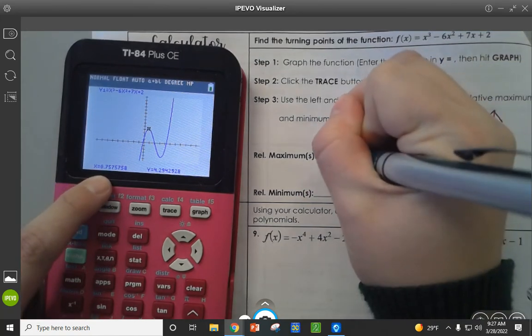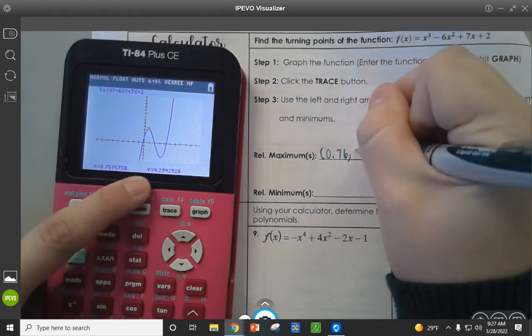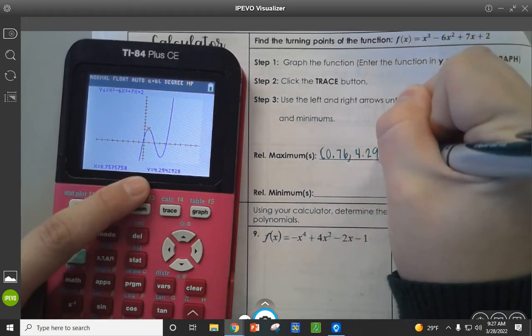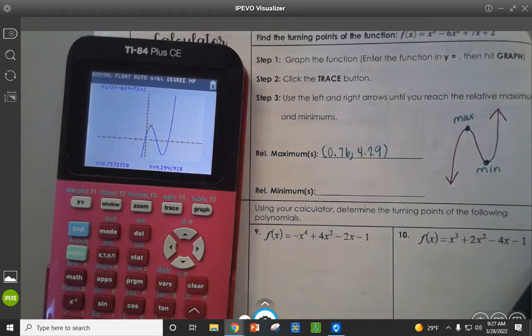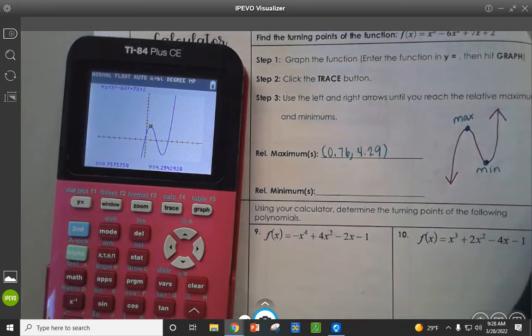So 0.76, 4.29. So it tells the x and the y. That's your point. That's the x value and the y value there.